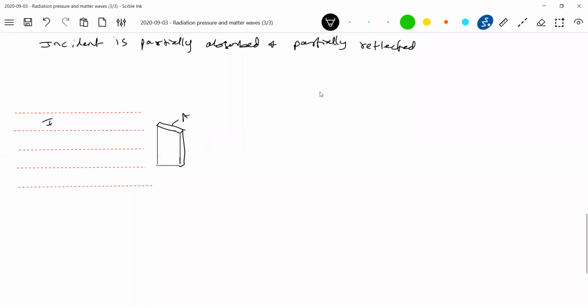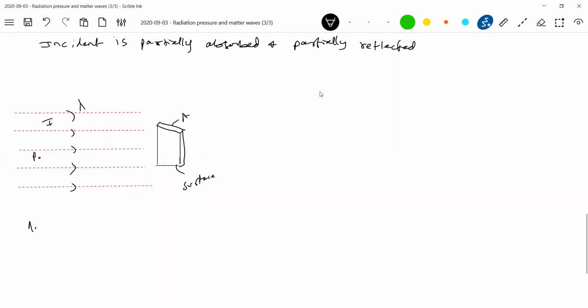Now the intensity, let the wavelength be lambda. Power of the beam, let it be P naught. And this is the surface, ordinary bodies. How to modify this formula now? What is the number of photons incident on the surface? It is I A lambda by hc, of which a fraction will be reflected and a fraction will be absorbed.